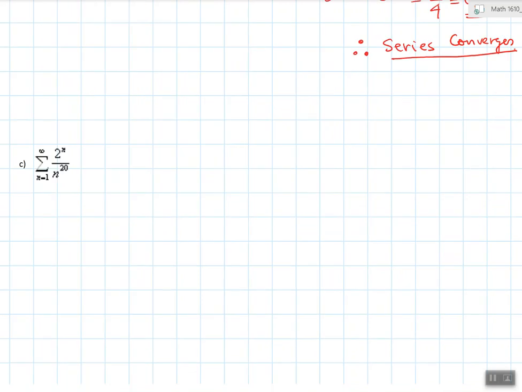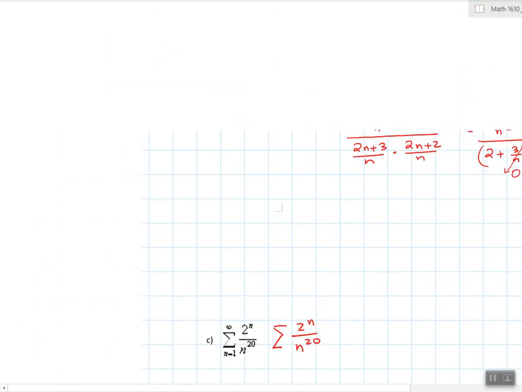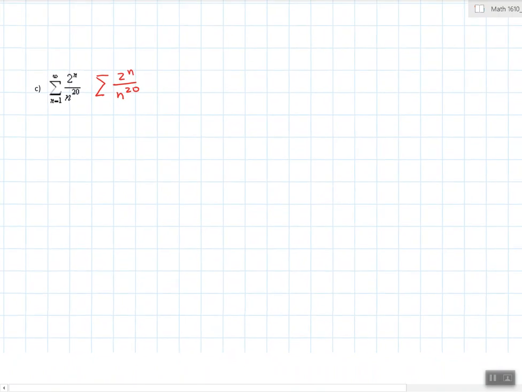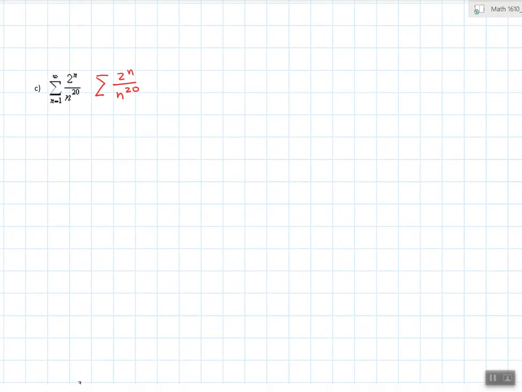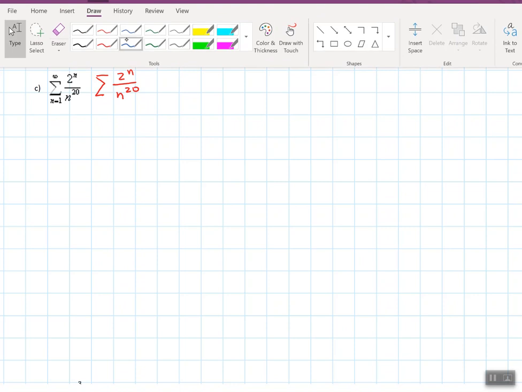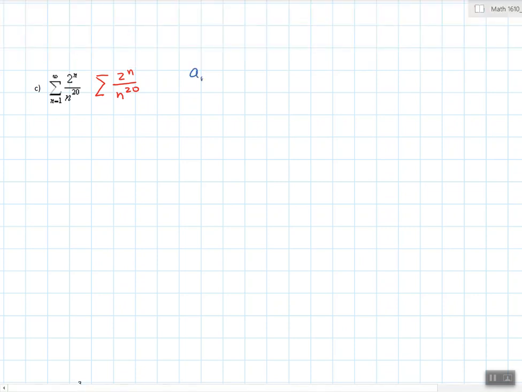Okay, let's go to another example. So this one is 2 raised to the power n over n raised to the power 20. So first, as usual, we should always make it a habit to pick out the an. So my an is 2 raised to the power n over n raised to the power 20. So now I have to take that ratio, and then at the end we'll take the limit.